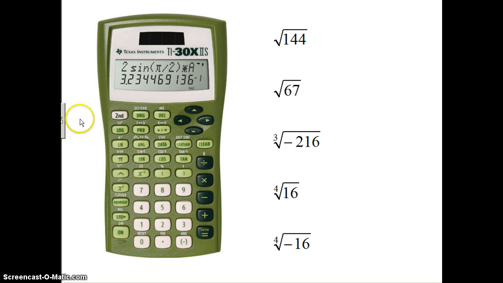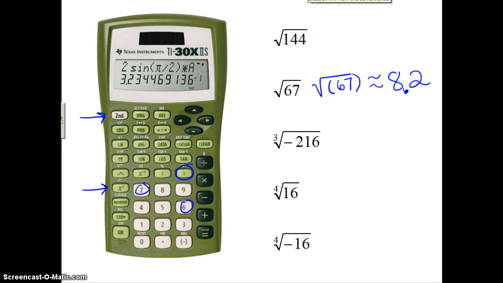All right, now let's do it on the calculator. Second, and then that x squared button, so that's going to bring up the square root sign, and then I'm going to type 67 and then close the parenthesis, and when I press enter, in this case I get 8.185, so we were a little bit low. It's actually about 8.2.